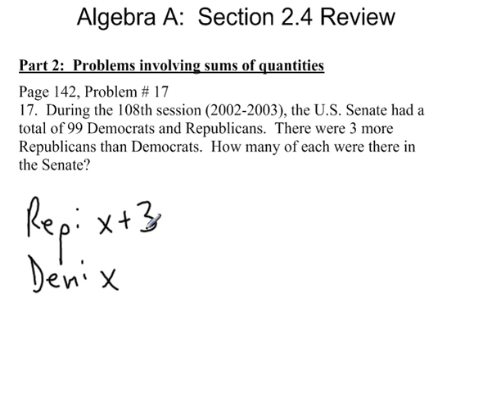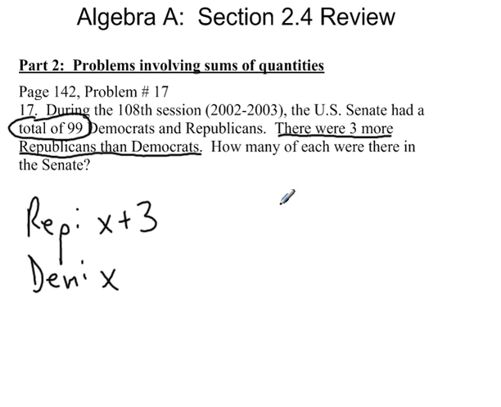There's another way to set this up with Republicans as x and Democrats as x minus 3, but I don't recommend putting a negative into your problem unless you just don't have a choice. So this statement, there were 3 more Republicans than Democrats, is what set my problem up. This total of 99 is what I'm going to use to create my equation.